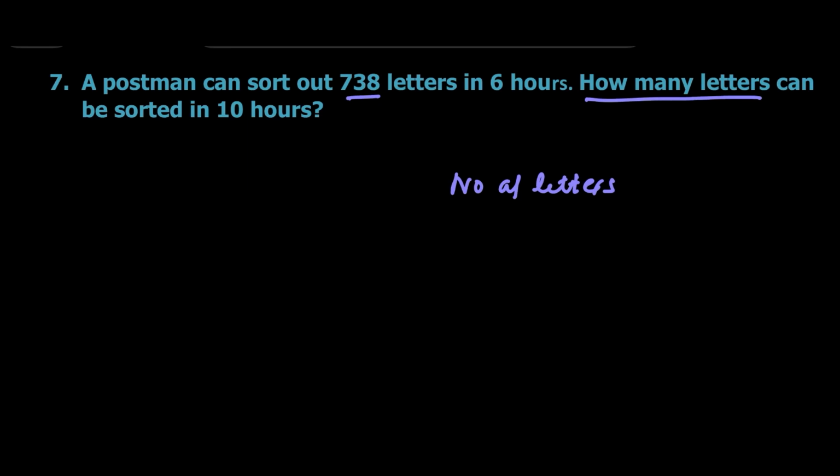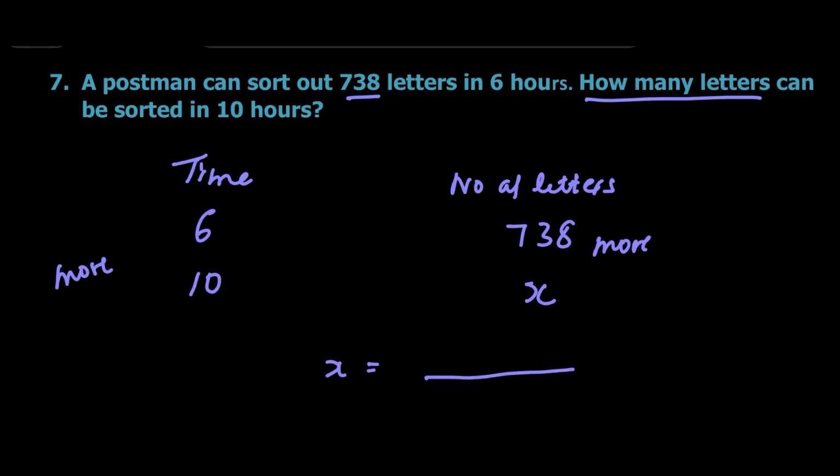Postman can sort number of letters, and what else is there? Hours. Okay, so time. He can sort 738 letters in 6 hours. How many letters can be sorted in 10 hours? So if you are doing a particular work, if you have more time, you will be able to do more work, right? So what happens? This is direct or inverse, guys? More, more, direct. In direct, what happens with the formation of our equation? 6 will go down. 10 into 738.